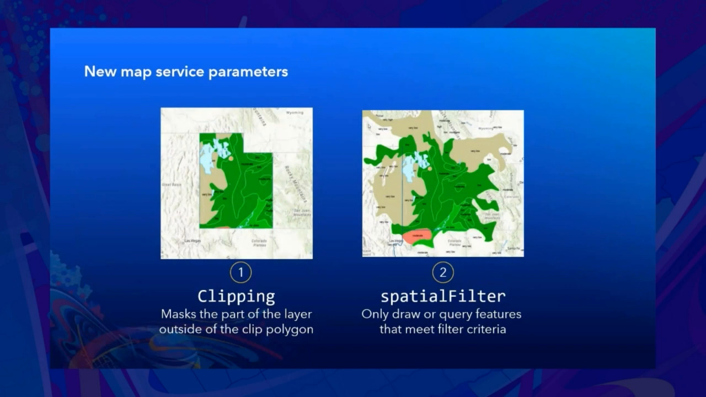Two REST API quality of life enhancements have been implemented at ArcGIS Enterprise 10.8. The clipping and spatial filter map service parameters can be called from ArcGIS Server's REST API to further refine client software requests.